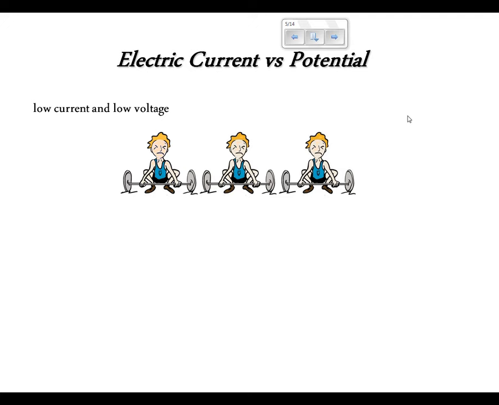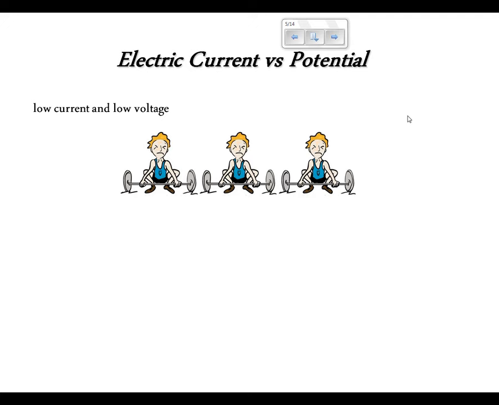Thank you to Mr. Dick for these wonderful illustrations. No, he didn't draw me. Hold on there. I put them together. So, low current, low voltage. So there's a picture of me, junior high years, kind of skinny, right? Low, and there's only 3 of me. So I got low current, low voltage.